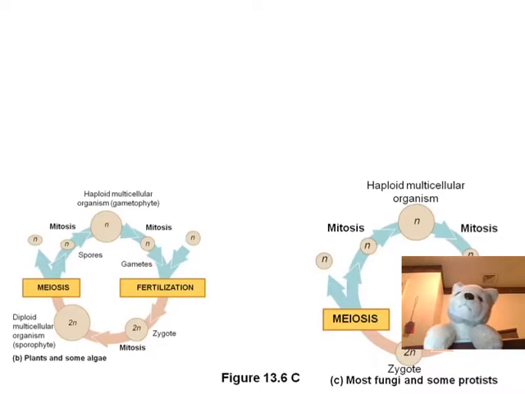Okay, here's our plants, and the one on the left is plants for the most part, and some algae. But anyway, they're just slightly different, where again, the majority of the organism that you're looking at is going to be diploid, so we have our diploid organism here, and it's going to go through meiosis to make what we call spores, and you would think of these as eggs and pollen if we were looking at larger plants.